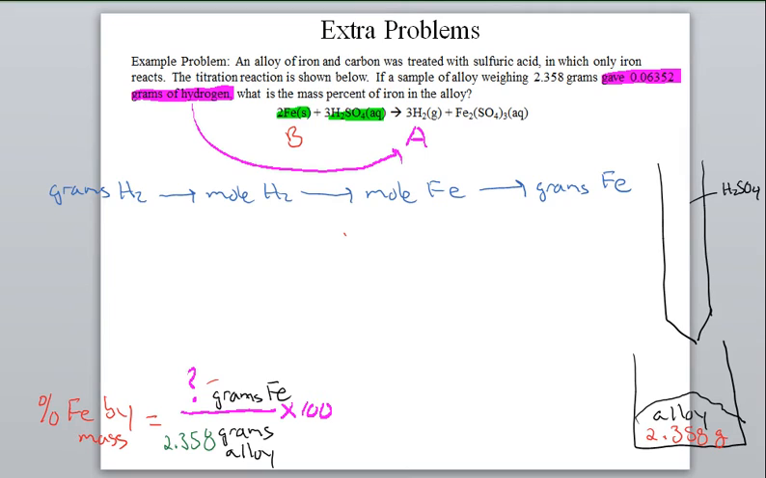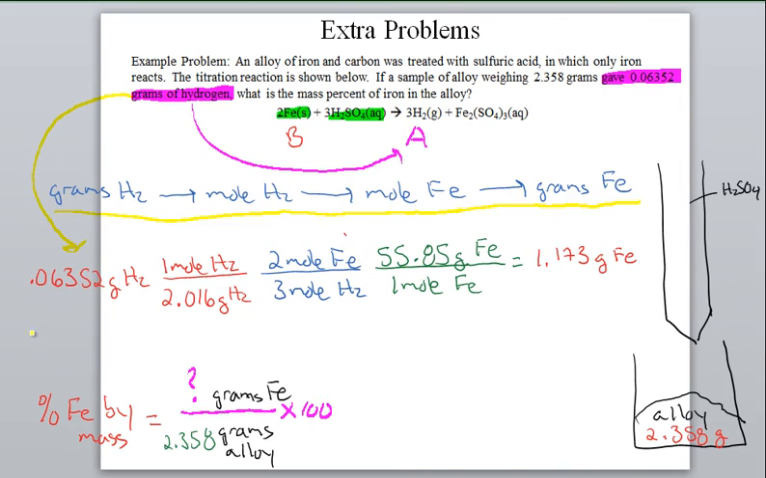So we know how many grams of hydrogen was produced. We could determine how many moles of H2 was produced. Using the chemical reaction, we can figure out how many moles of iron must have been oxidized. And then using its molar mass, we could determine how many grams of iron were oxidized. And that's how many grams were present in the alloy.